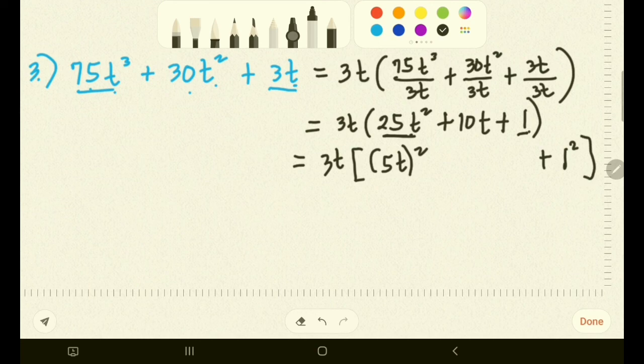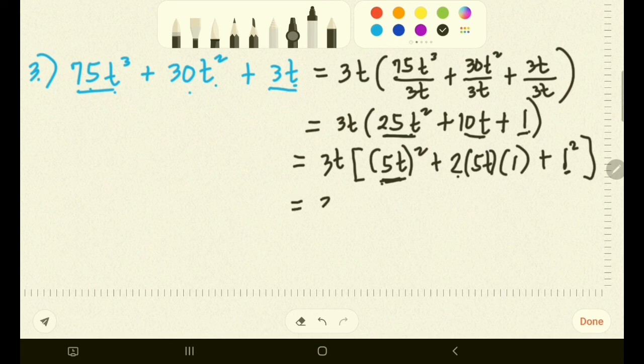You can do this directly, class. When you have a PST, the middle term is 2 times the base, so just multiply the base or the square root of each term: 5t times 1. As you observe, 2 times 5t times 1 is 10t. So it is clear that this is a perfect square trinomial.